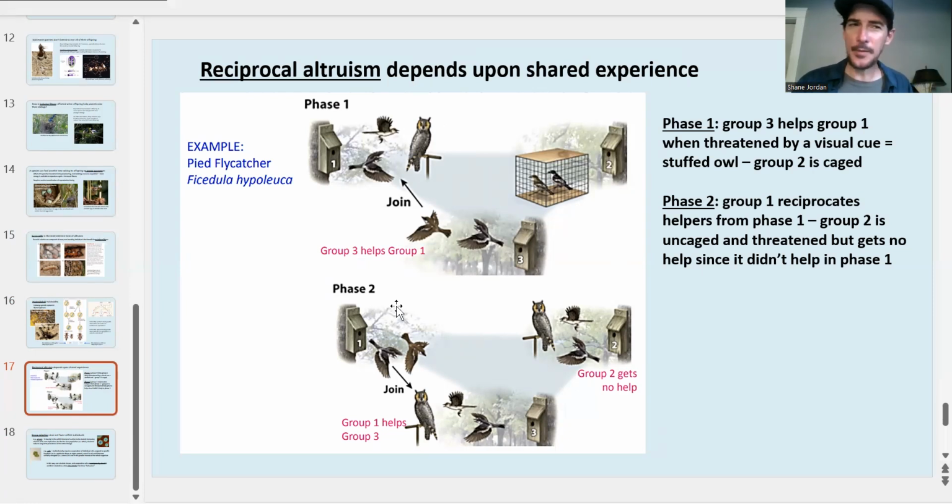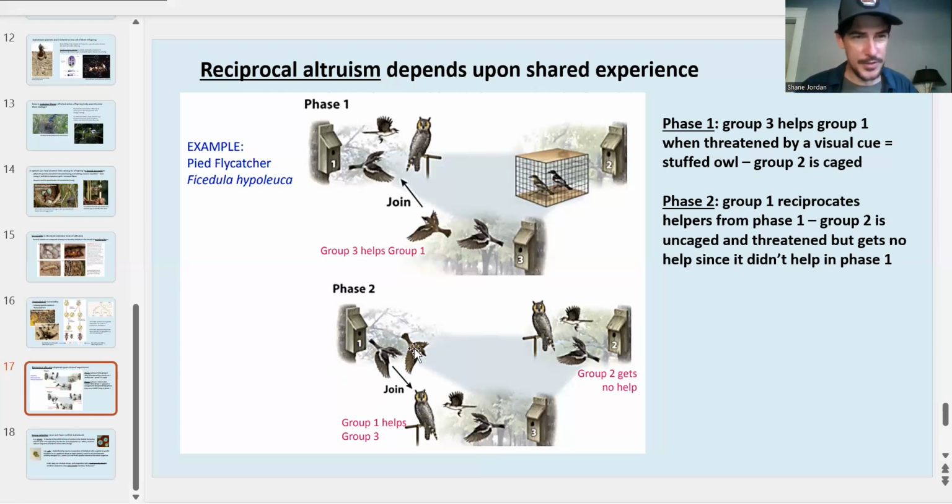In the second phase of this experiment, we see something interesting. The birds that were in this second group, who were caged originally, now are no longer caged, and they are posed with the similar threat of an owl. And also in this situation, the second group that had not helped the first group in the first phase is now posed with the threat of the stuffed owl. And what we see happening is interesting. The first group goes to help the third group in this example. So the third group's being threatened by this stuffed owl, and presumably because that third group had helped the first group when they were threatened by the stuffed owl, now individuals from that first group will go to help individuals from the third group when they're threatened.